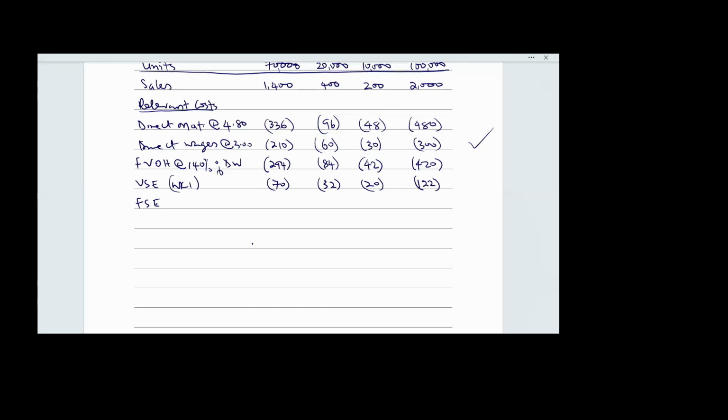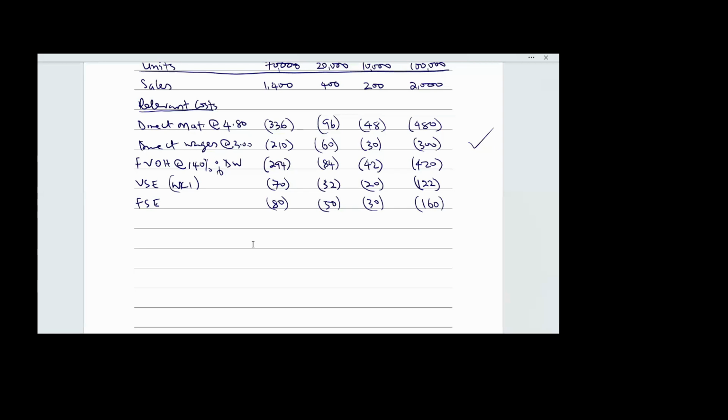Next item, fixed selling expenses. Let's go back to the question. Fixed selling expenses is 80,000 naira per annum for Lagos, 50,000 naira and 30,000 naira for Benin and Kaduna, respectively. So here is 80,000, 50,000, then 30,000, making 160,000.